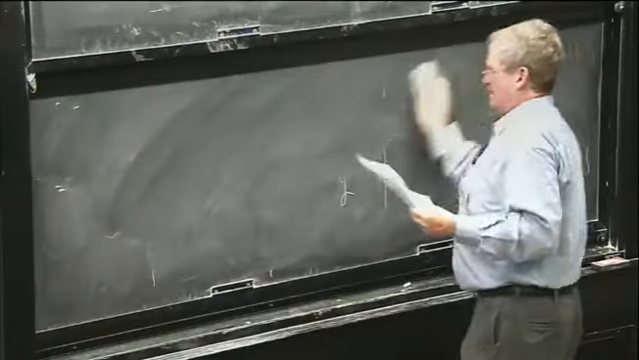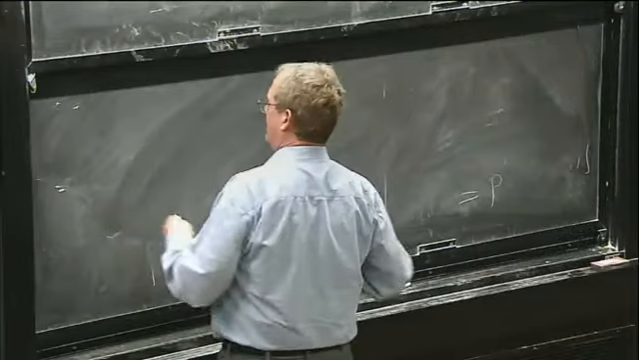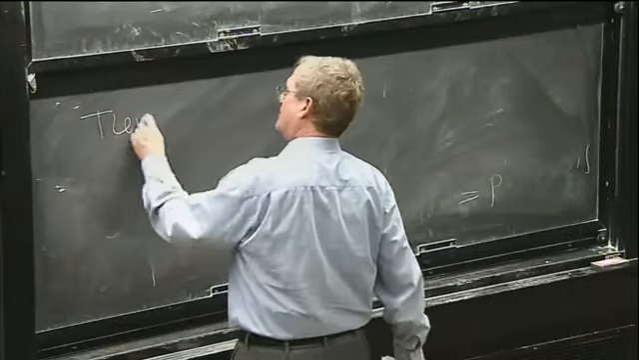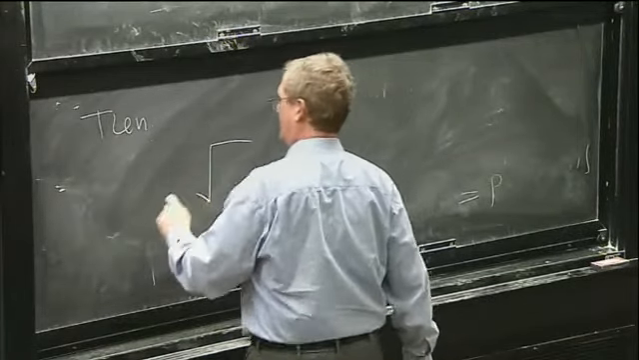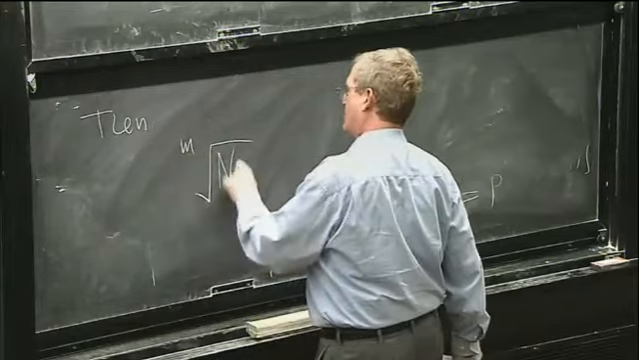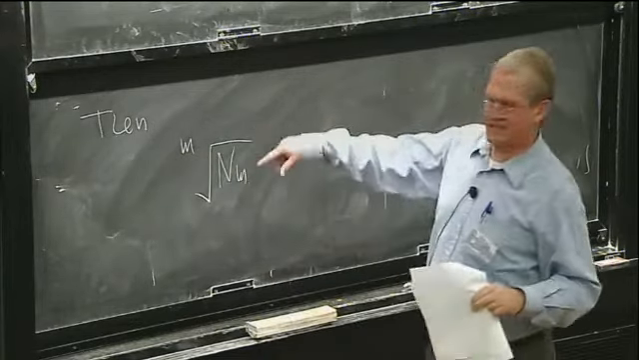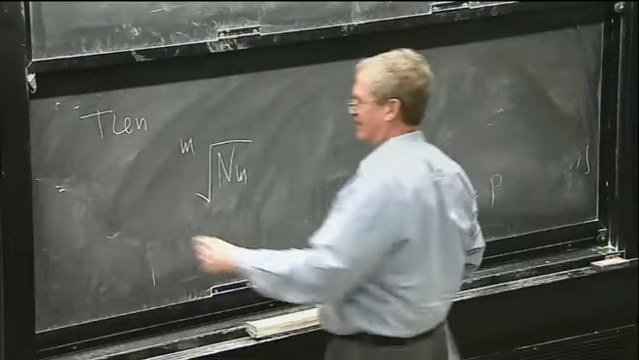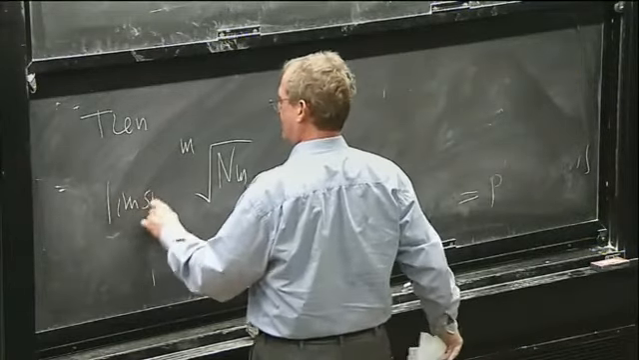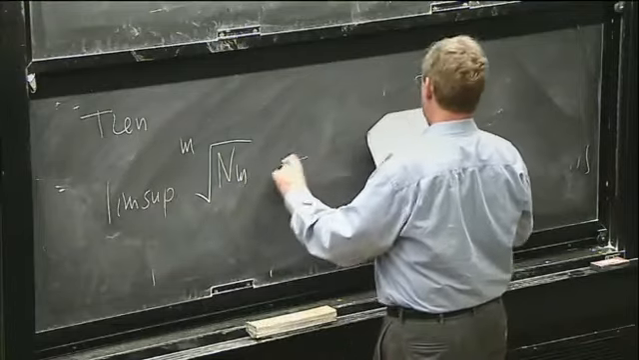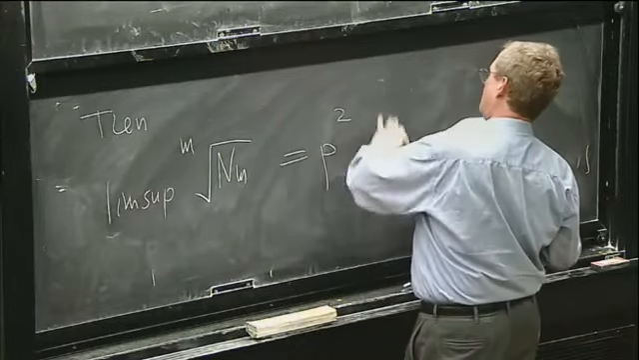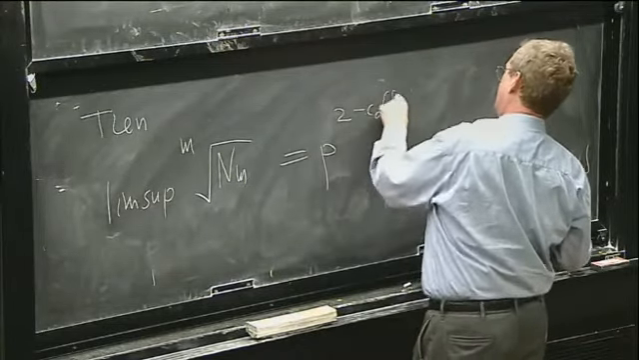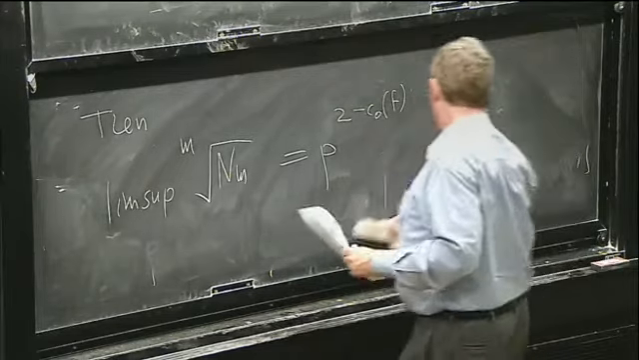So then the right way to say this is what I want to do is I want to take the mth root of n sub m. This has the effect of getting rid of these little multiplicative factors like n plus 1. And I want to take the lim sup of this. Then the theorem is that this is actually p to the 2 minus c naught of f. So in other words, this beta of f is c naught of f.